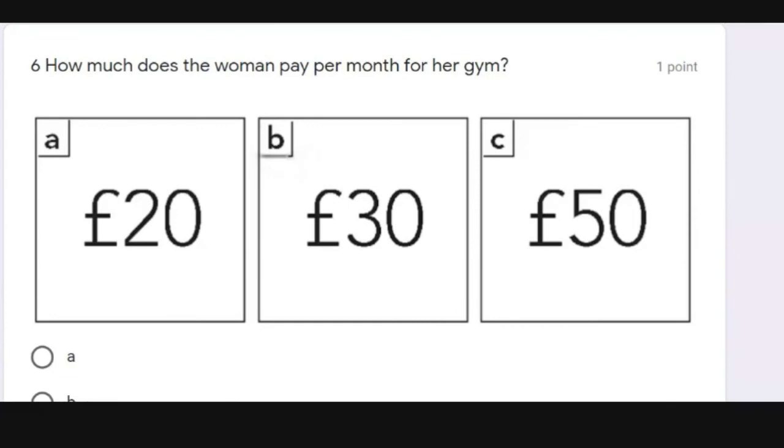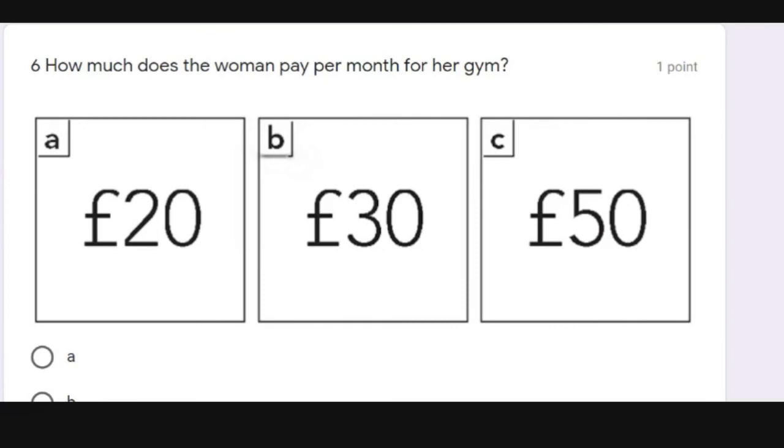All right, Poovan, can you please explain why you choose B? She told, okay, that her gym was 30 pounds. The man was asking, the main thing, that it was very expensive, but then the woman said, mine's only 30 pounds a month. Okay, she doesn't think that it's very expensive, right? Okay, good. Thank you very much, Poovan.